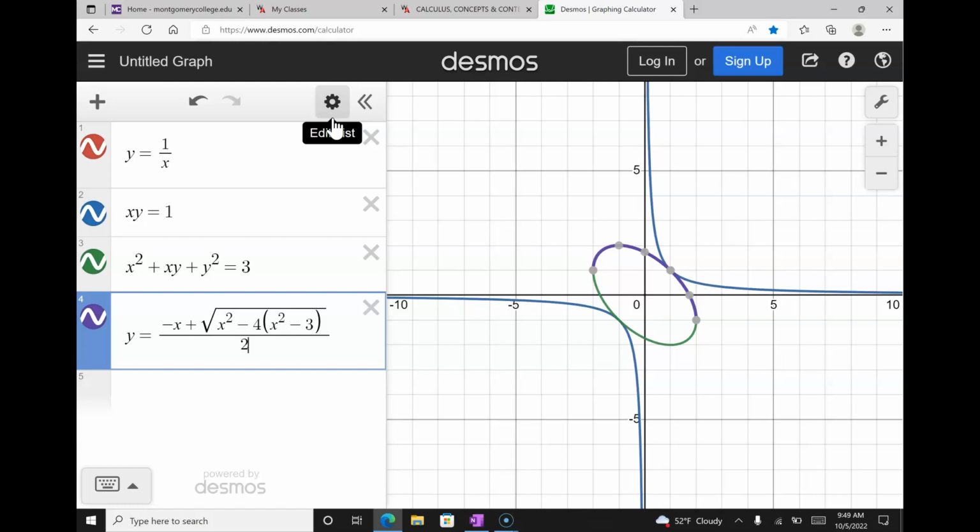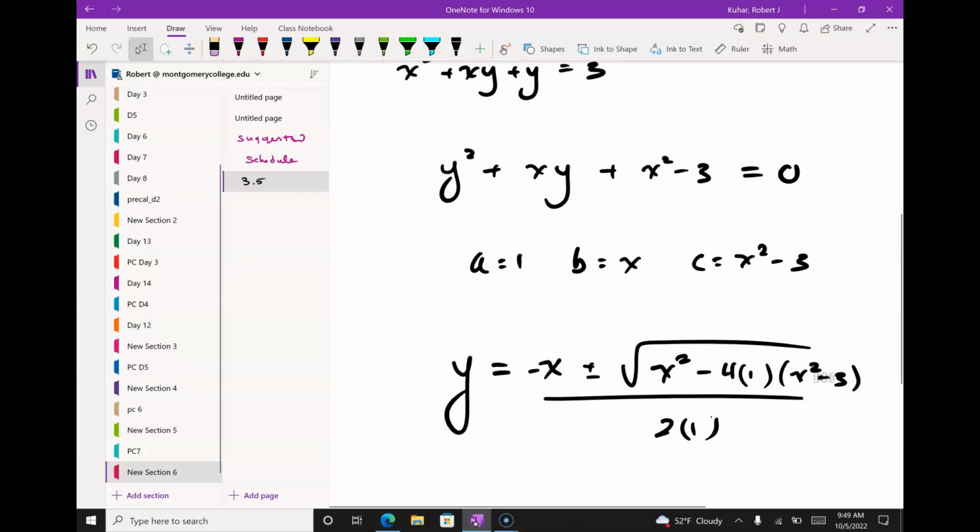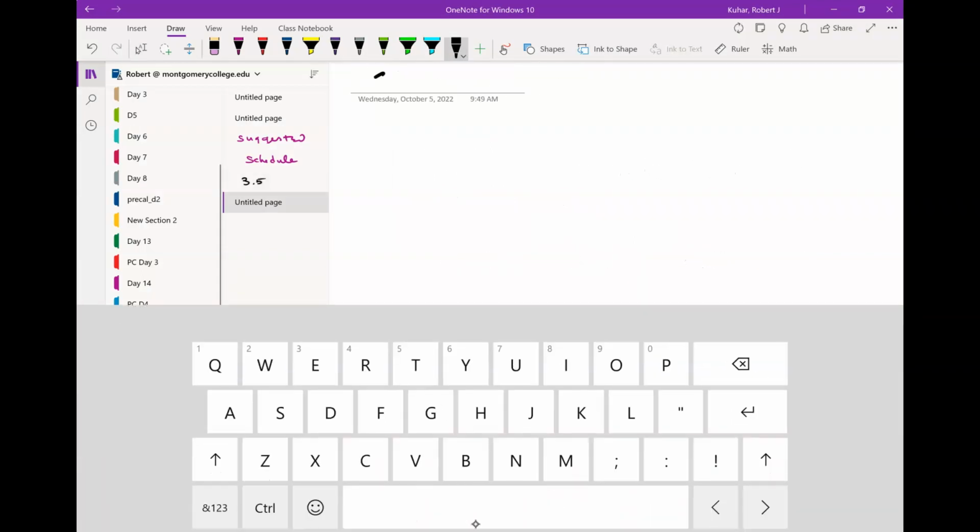So anyway, the point I'm trying to make is sometimes I can solve for y, but it's often easier not to. And so we're learning this new process called implicit differentiation. All right, let's start with our easy example here, right? Let's start with our easy example.